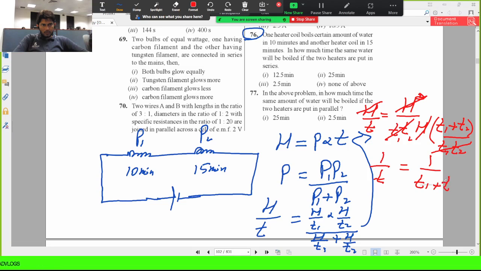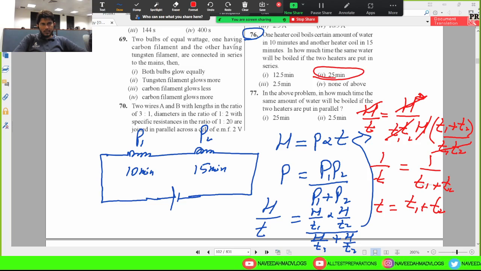So it means that your total time, which will heat up the same amount of water, will be equal to the combination of both times, T1 plus T2. So it means that 15 plus 10, that is 25. Option B will be the correct answer.